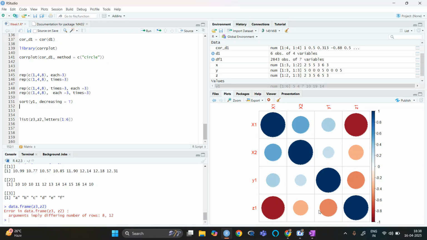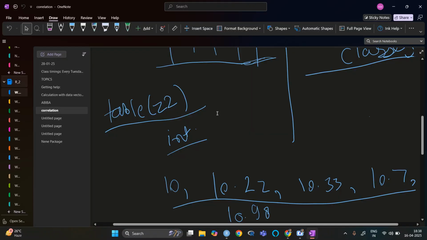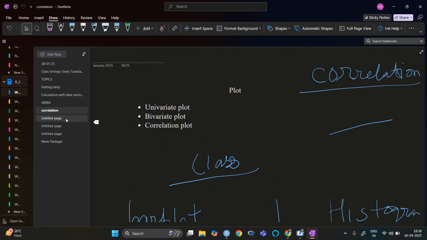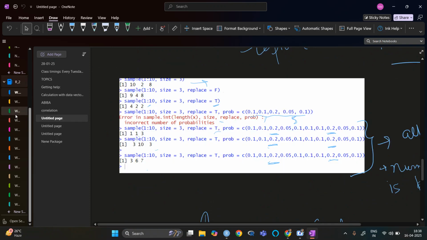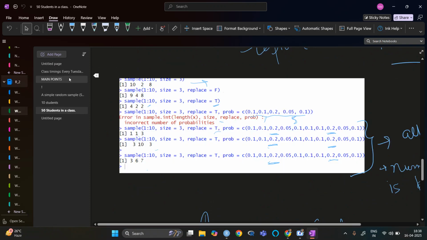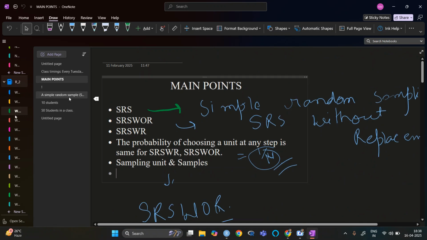Okay, so this was regarding the basics of R that may be needed. So we have gone through this.